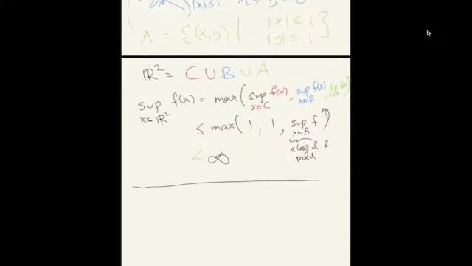Now let's prove a maximum exists. Because the function is bounded, there still exists a sequence P_n such that the limit as n goes to infinity of f(P_n) is equal to the supremum.